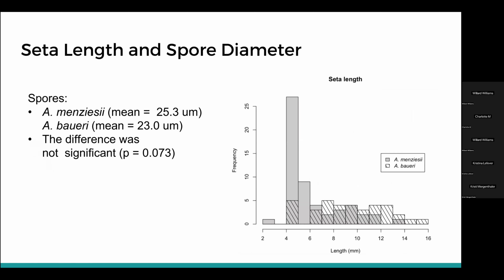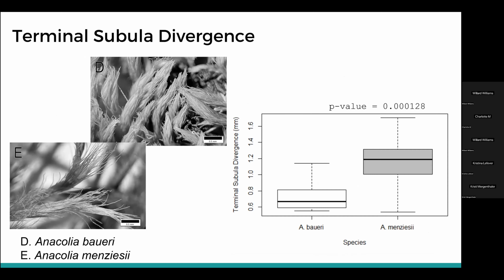Now, the other two sporophyte features, surprisingly so, came out to be not significantly different. So remember, the spore size for the two species is supposed to be different, and the seta lengths are supposed to be different for the two species. But what we found when we measured these features was that this did not hold up, and so they will probably not be included in the next key or treatment of this group.